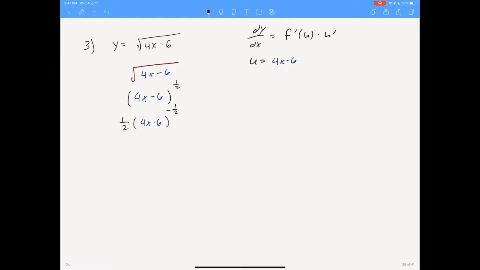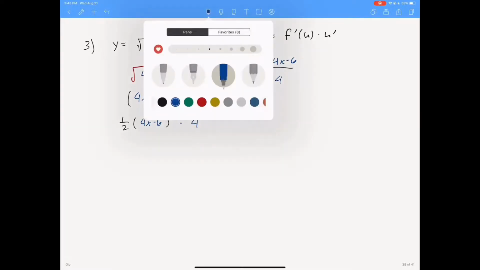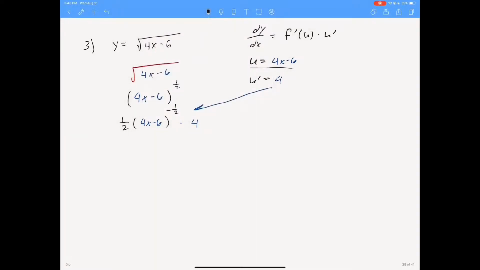So we have u here. So u prime, the derivative of 4x minus 6 will just be 4. Now let's just multiply that there, times 4. Okay, so that is our derivative. The calculus portion is done. Let's just simplify. We have a 4 times a half. Let's do that. It'll be 2 times 4x minus 6 raised to negative a half.